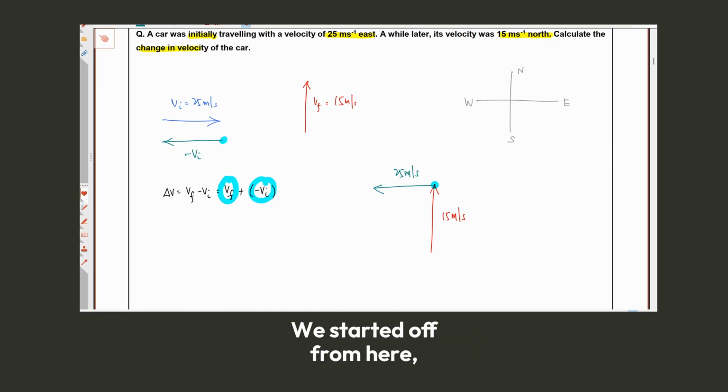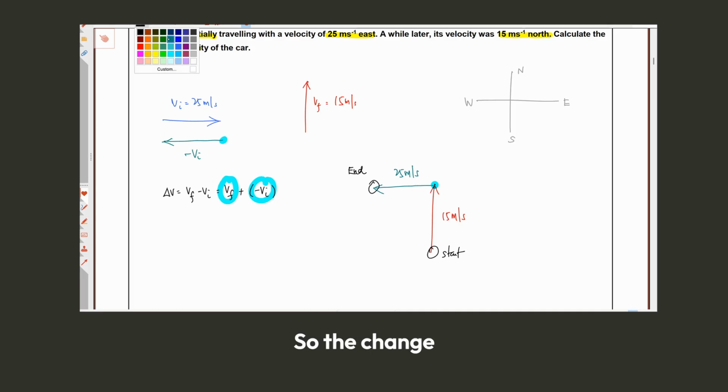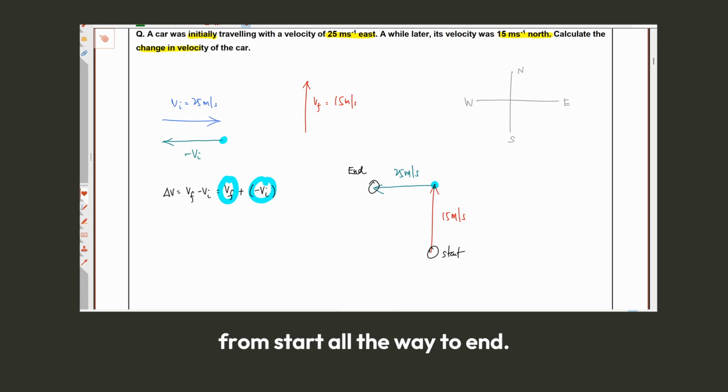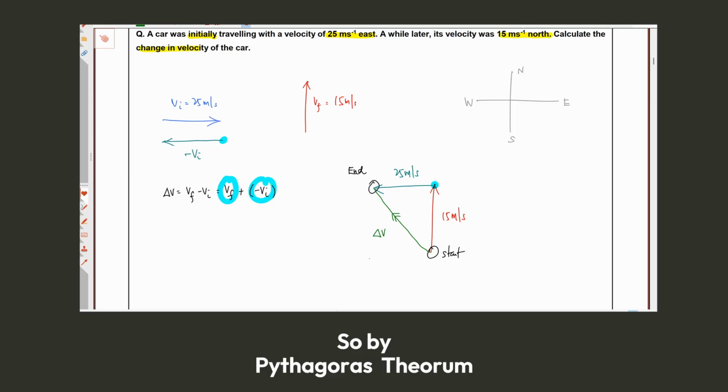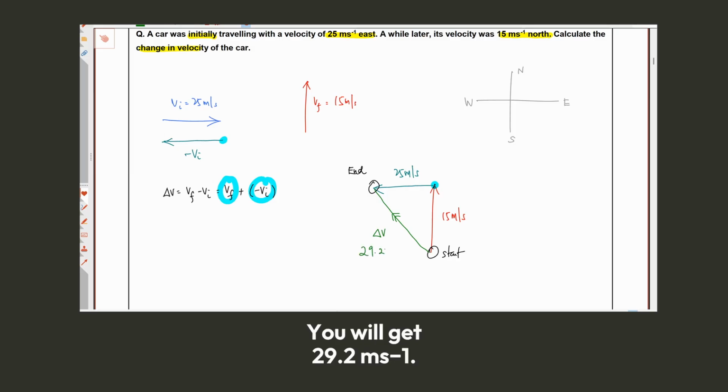So head to tail. We started off from here. We ended right there. So the change will be given as from start all the way to end. That is given as your change in velocity, which is the resultant. So by Pythagoras theorem, you will get 29.2 meters per second.